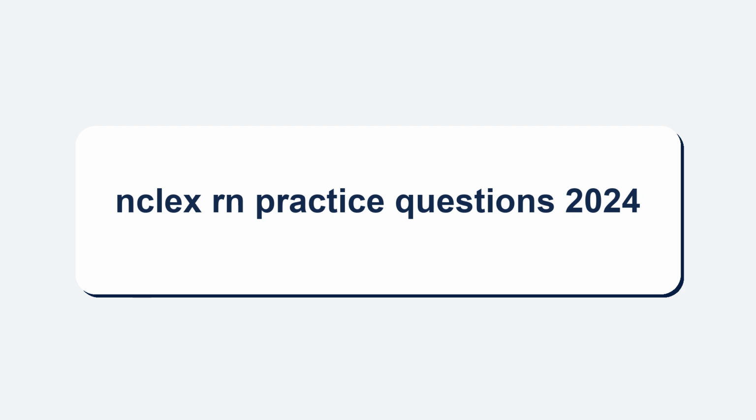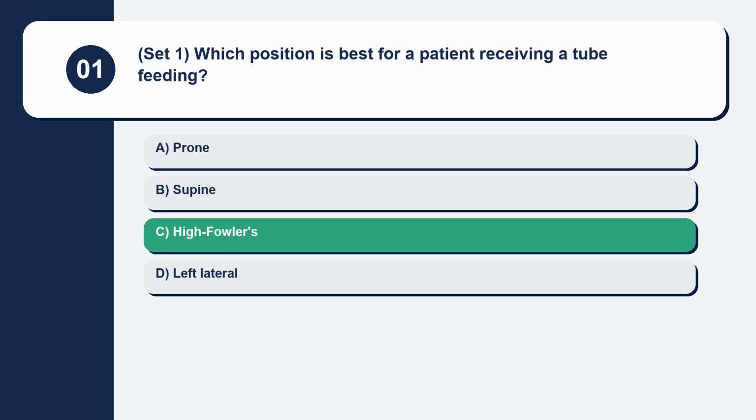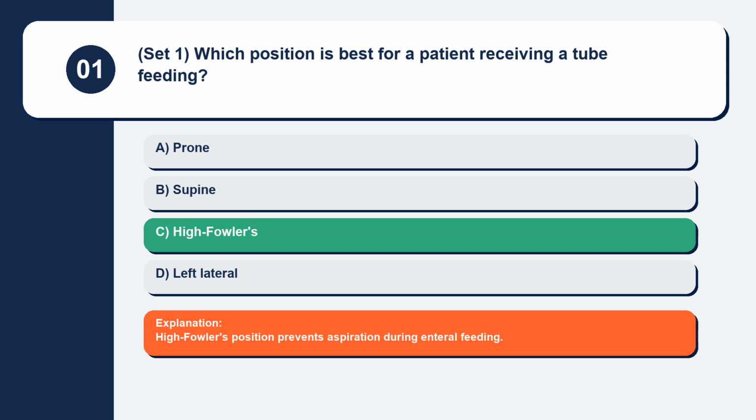NCLEX RN Practice Questions 2024. Question 1. Set 1. Which position is best for a patient receiving a tube feeding? Prone, supine, high Fowler's, left lateral. High Fowler's position prevents aspiration during enteral feeding.